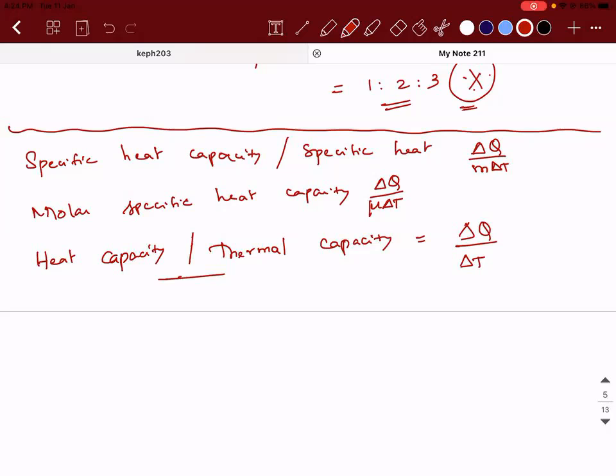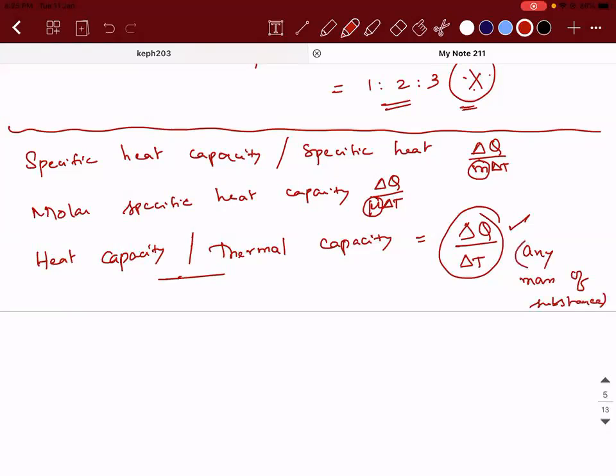Sir, the first one is the amount of heat required to raise the temperature by 1 degree Celsius or 1 Kelvin of unit mass, a unit mass of a substance. Here it is a unit mole of a substance. Then here, what is it? It is also the amount of heat required to raise the temperature of any mass of substance.